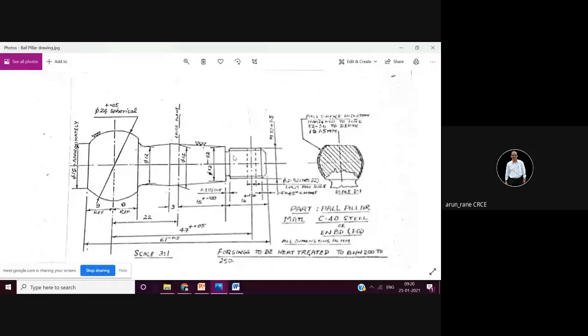So once this threading is done, then you have to go for the hardening. Now hardening also you have to do at particular surfaces. You are not supposed to do hardening everywhere, particularly threads. Threads if you harden, then it becomes brittle and it will break. So in process engineering, we are going to learn how to do the selective hardening. Once the hardening is done, then you have to go for the centerless grinding and so on. So this is the roadmap. This is the manufacturing plan for this.